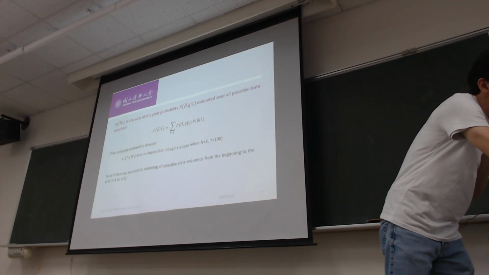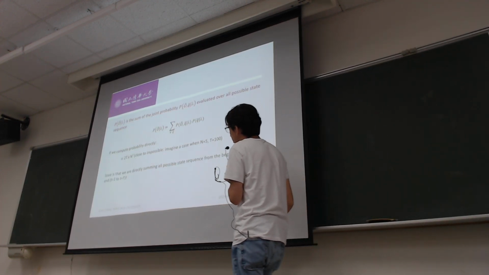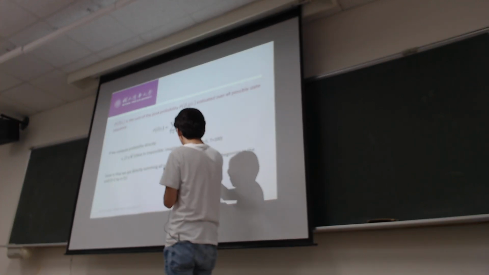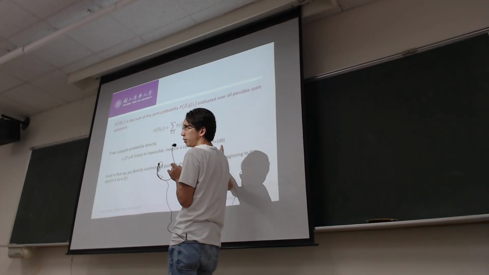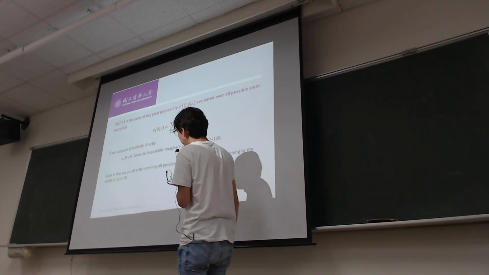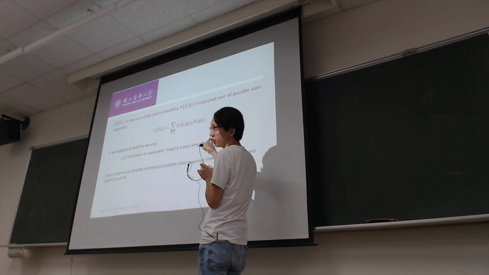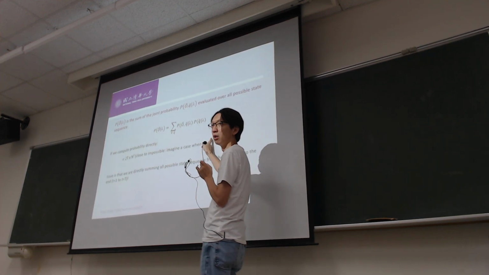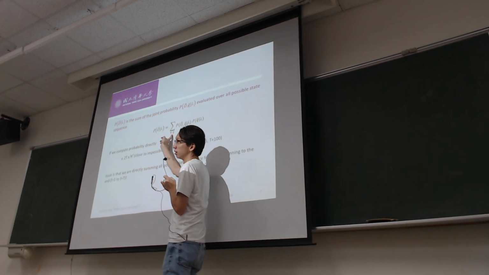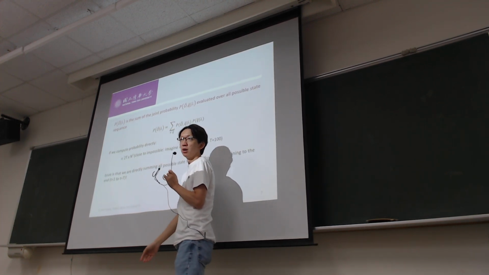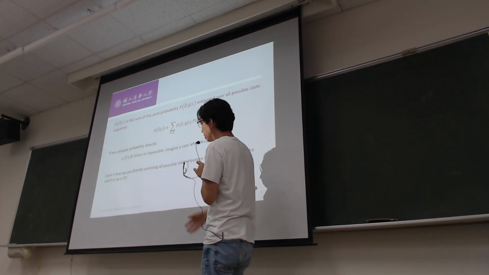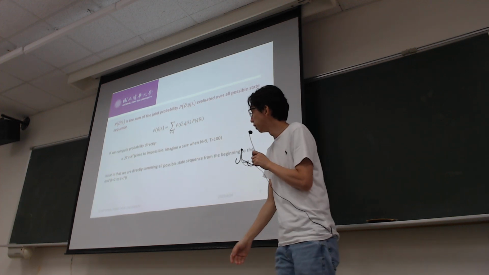If you compute this probability directly, it becomes almost impossible. Imagine a case with N equals 5 and T equals 100. That's not a very long sequence, but you have to sum over basically 5 to the 100 power state sequences. Too many state sequences to sum over, so it's pretty difficult.